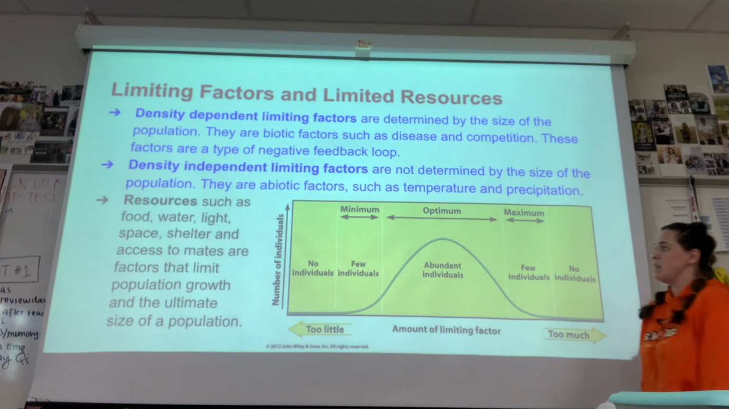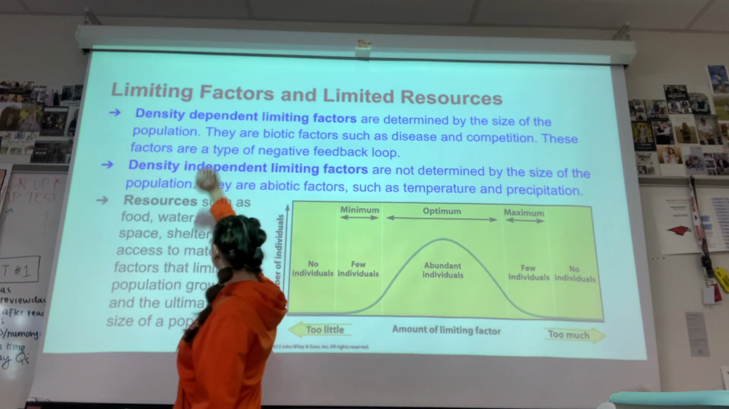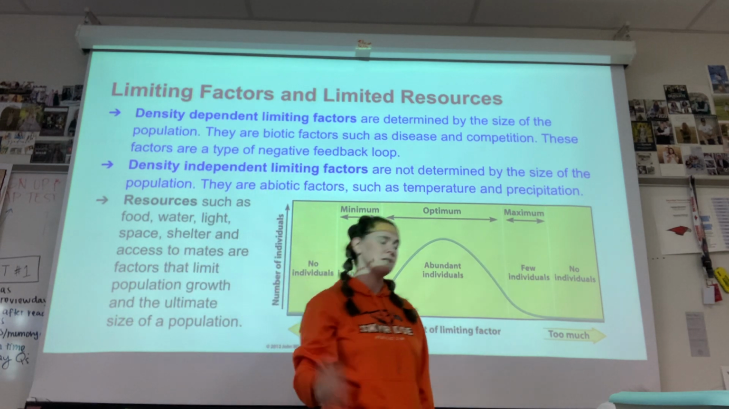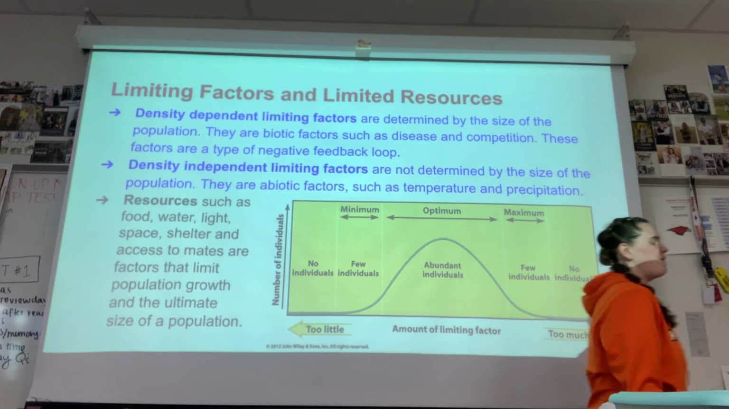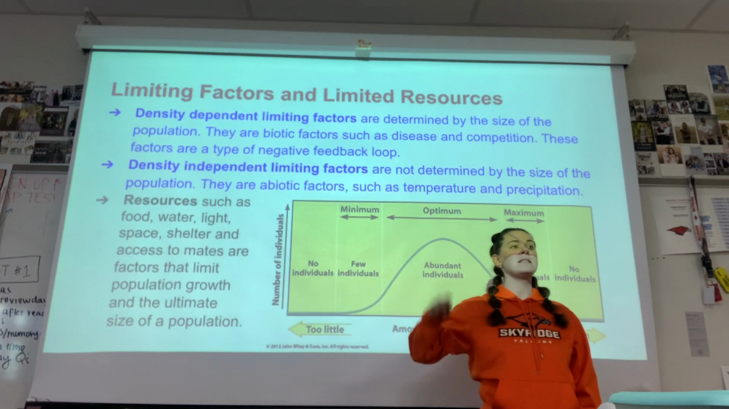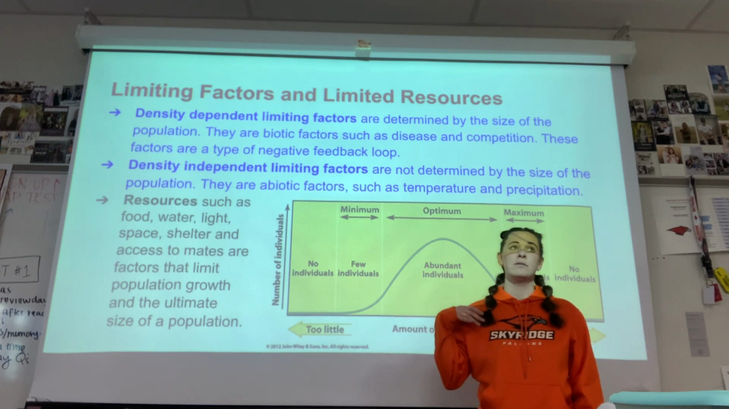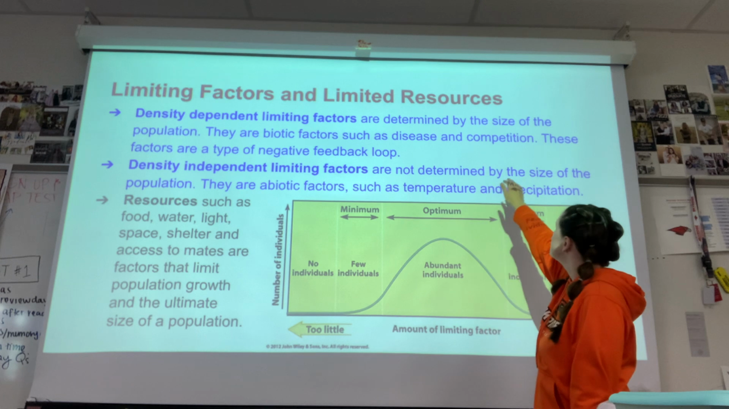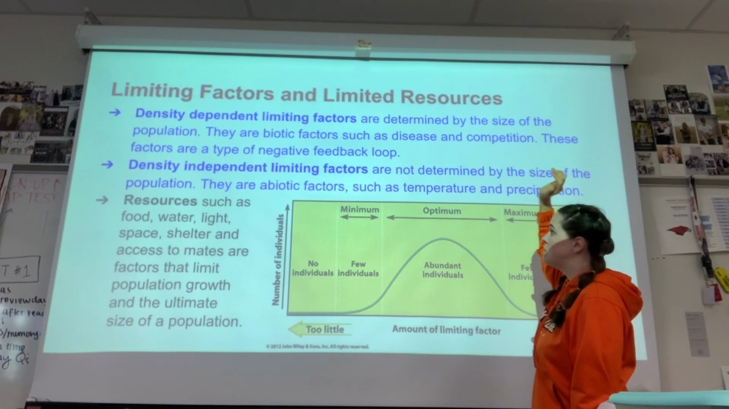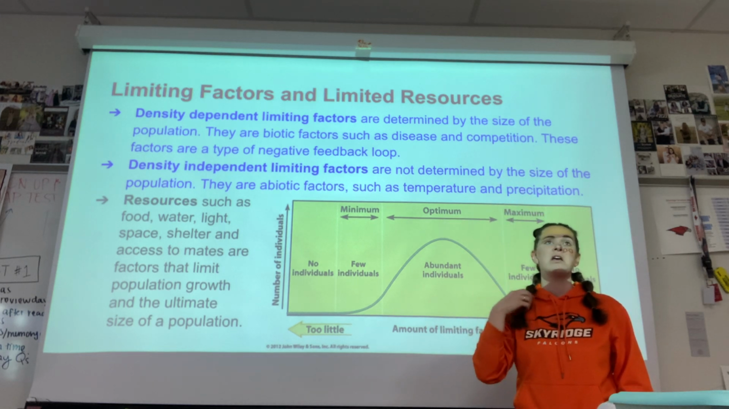So when we look at limiting factors, there are two different types of limiting factors we can talk about. We can talk about density dependent limiting factors and density independent limiting factors. So a density dependent factor depends on the density. So these are gonna be factors such as shelter, food, resources, all of those things are going to diminish the population because it's affecting them.